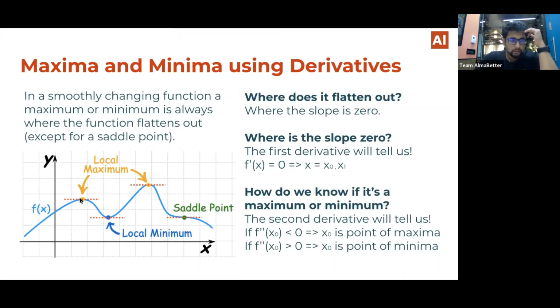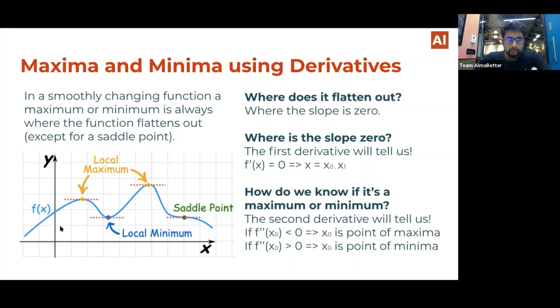which is denoted by this blue line. In a smoothly changing function, when I say smoothly changing, it's a function which is kind of continuous. In such functions, a maximum or minimum is always where the function flattens out, as in when it becomes parallel to the x-axis.